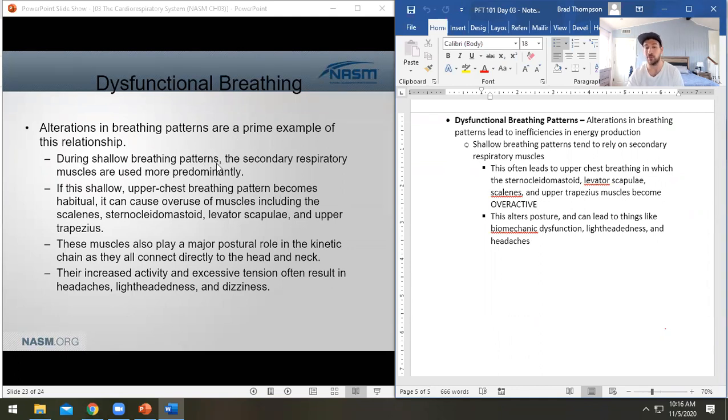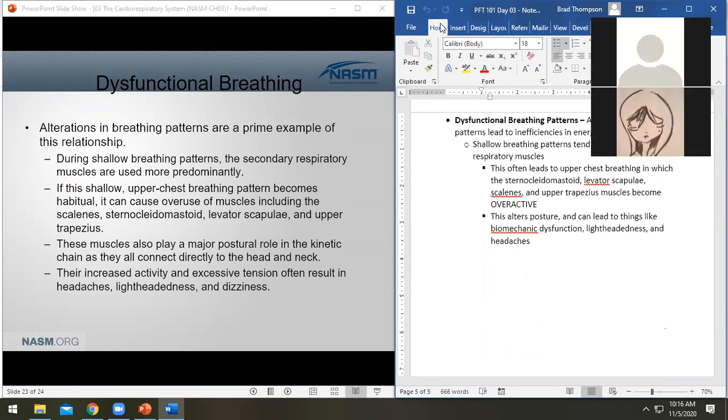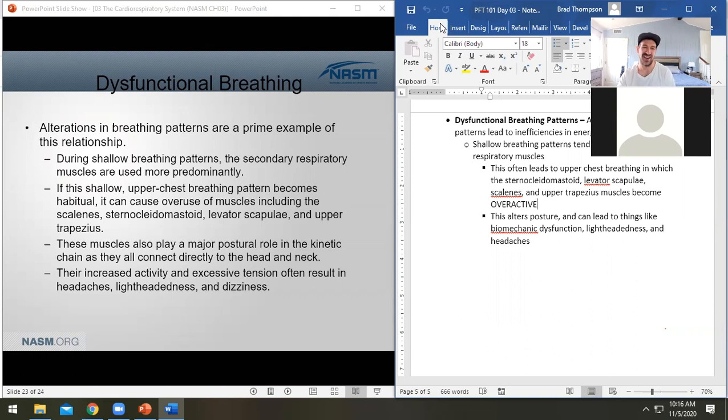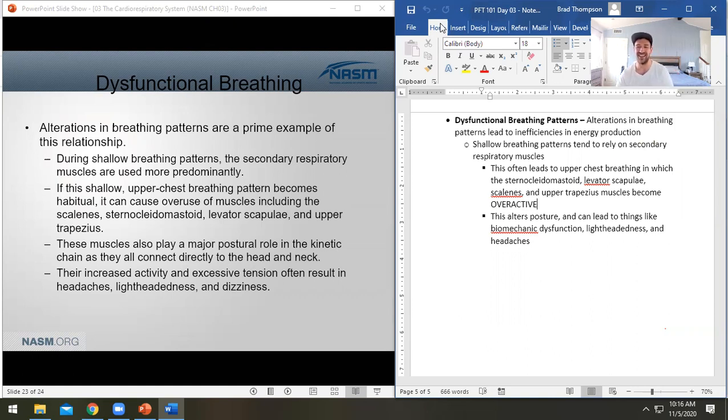So during these shallow breaths, your secondary muscles are used more often. Then that causes them to get stronger. And then they start to take over for normal breathing, which is not what we want. If this shallow upper chest breathing becomes habitual, it can cause overuse of the muscles, including your scalenes, your sternocleidomastoid, your levator scapulae, and your upper trapezius. Eugenia, these are all muscles I will teach you later. I know that it's a lot right now. So these are our upper neck muscles, and that can alter things.